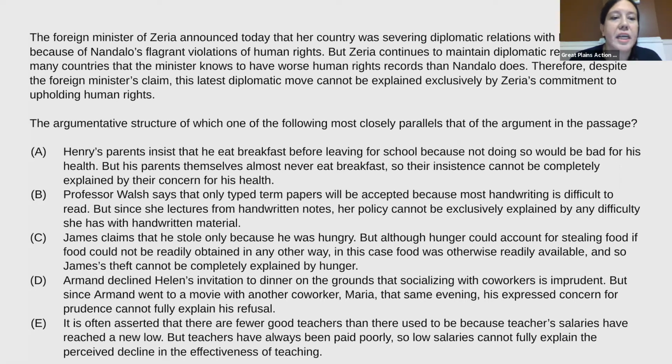All right, so the question asks us, that's the problem. The question asks us, the argumentative structure of which of the following most closely parallels that of the argument in the passage? All right. So now, given that, we can try to get to work and see if we can use some of our logic skills to help with this question.